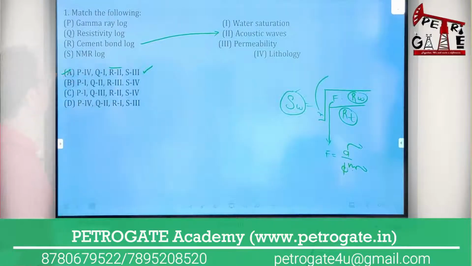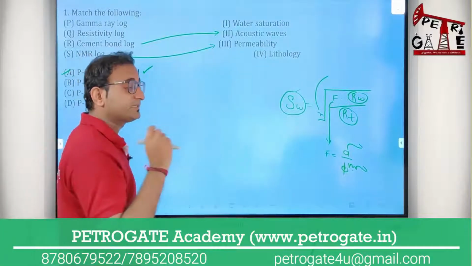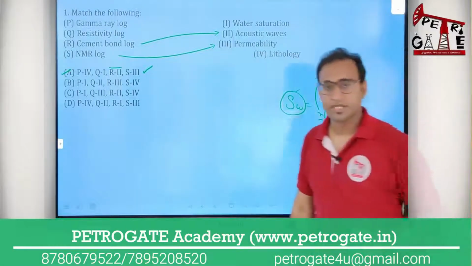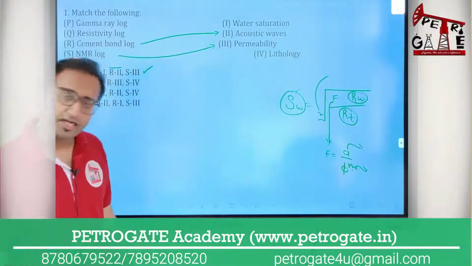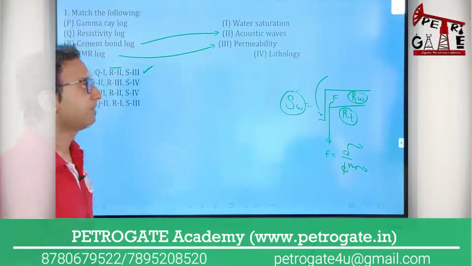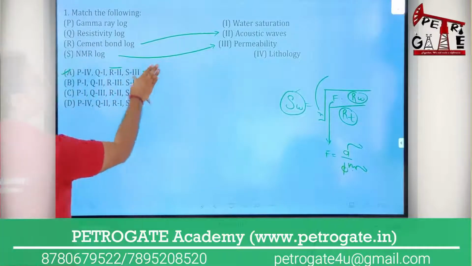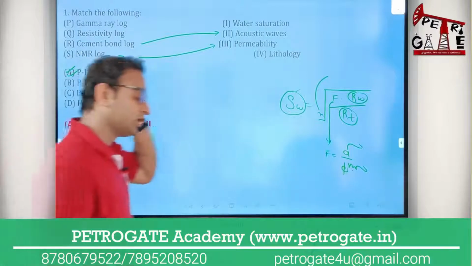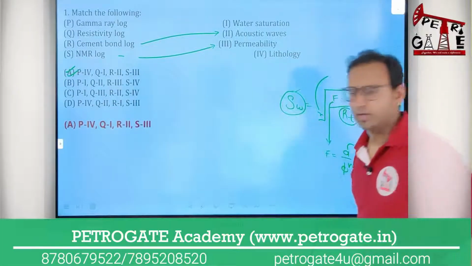No problem. Last option: NMR log measures the permeability. In fact, this is the single log which approaches permeability. Wherever permeability is mentioned, it should come to your mind that it can be found only from the NMR log. Only the single NMR log calculates the permeability of the formation. So NMR, S goes to third. From here it is clear that option A is my correct option. So I think you got it. This is a very simple question. Okay, no problem.